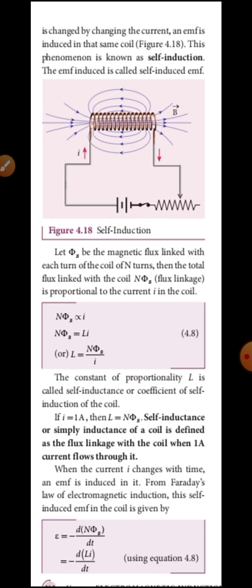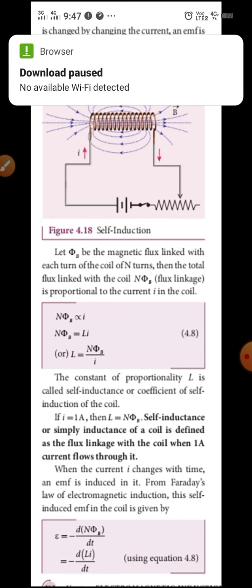So we can write N phi B directly proportional to I. Here we take a constant, so we can write N phi B is equal to L I.